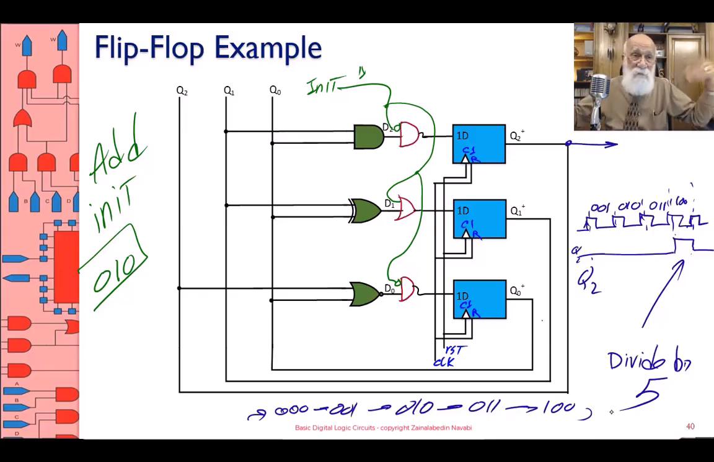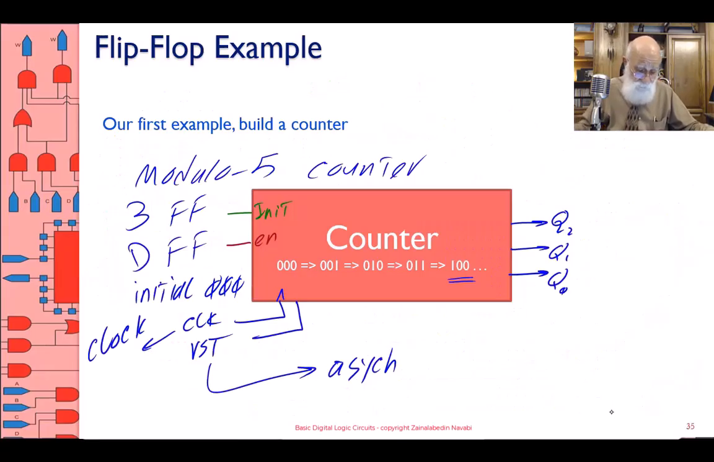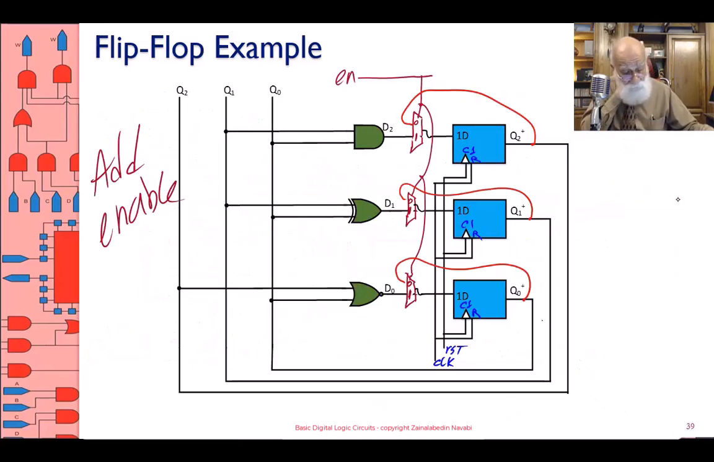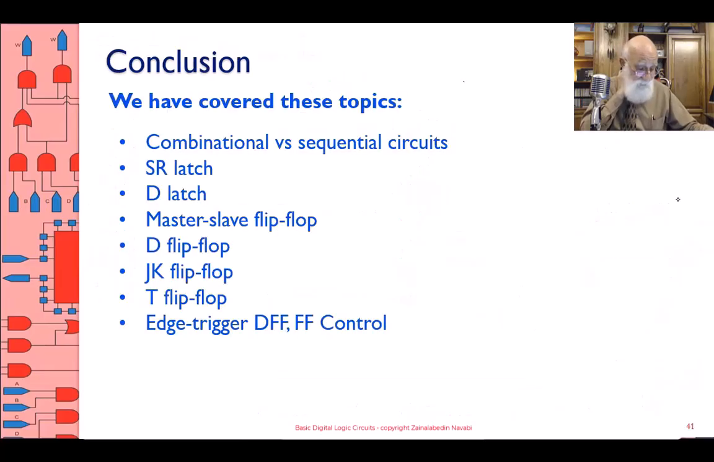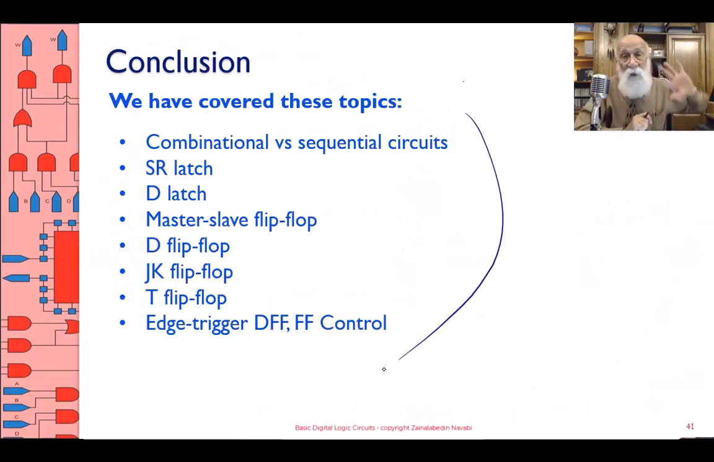So that's something. We did a circuit and we added enable, and if we go back to the original circuit, this output can also be regarded as divide by 5 frequency-wise. All right, we are done with the example. We are done with the flip-flops, and we have covered all kinds of flip-flops. Next, let's do some real circuits.